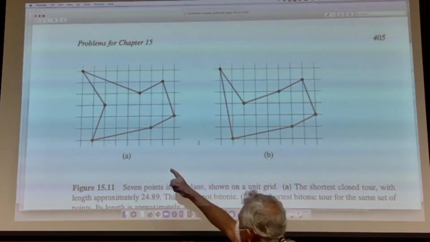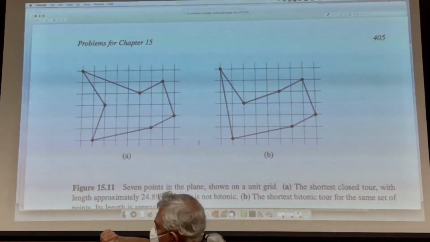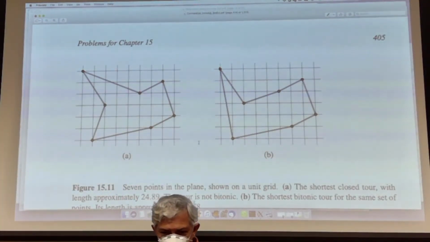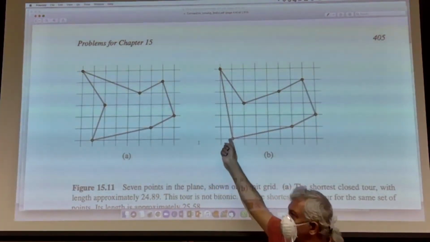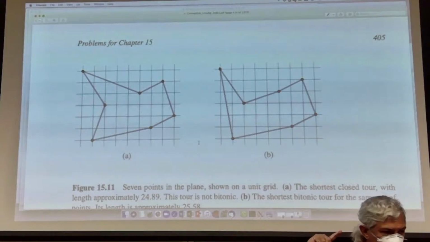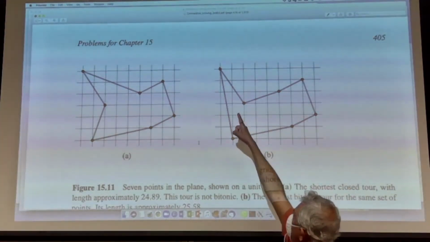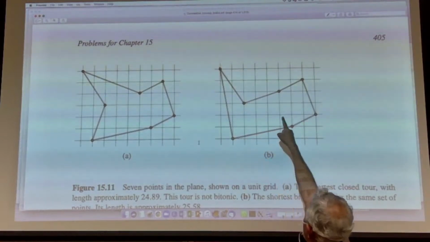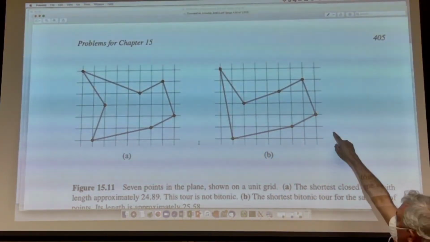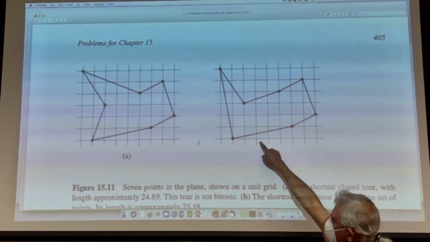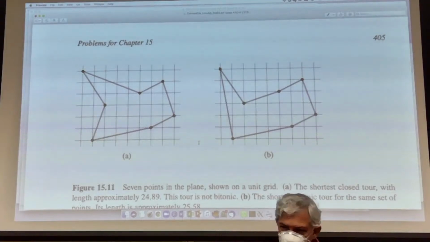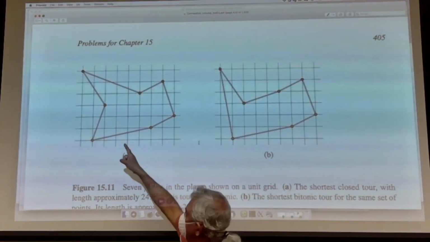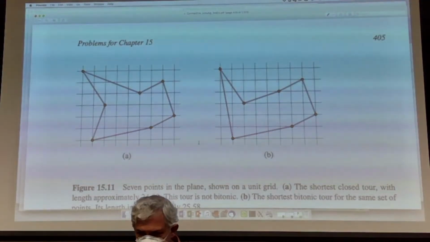In this, let's say there are 7 points. This one here is not a Bitonic tour, but this one is a Bitonic tour, because you start at the leftmost point and you only go right. Once you hit the rightmost point, you only go left. Is that clear? Here, you're doing some zigzag stuff. That's not acceptable.